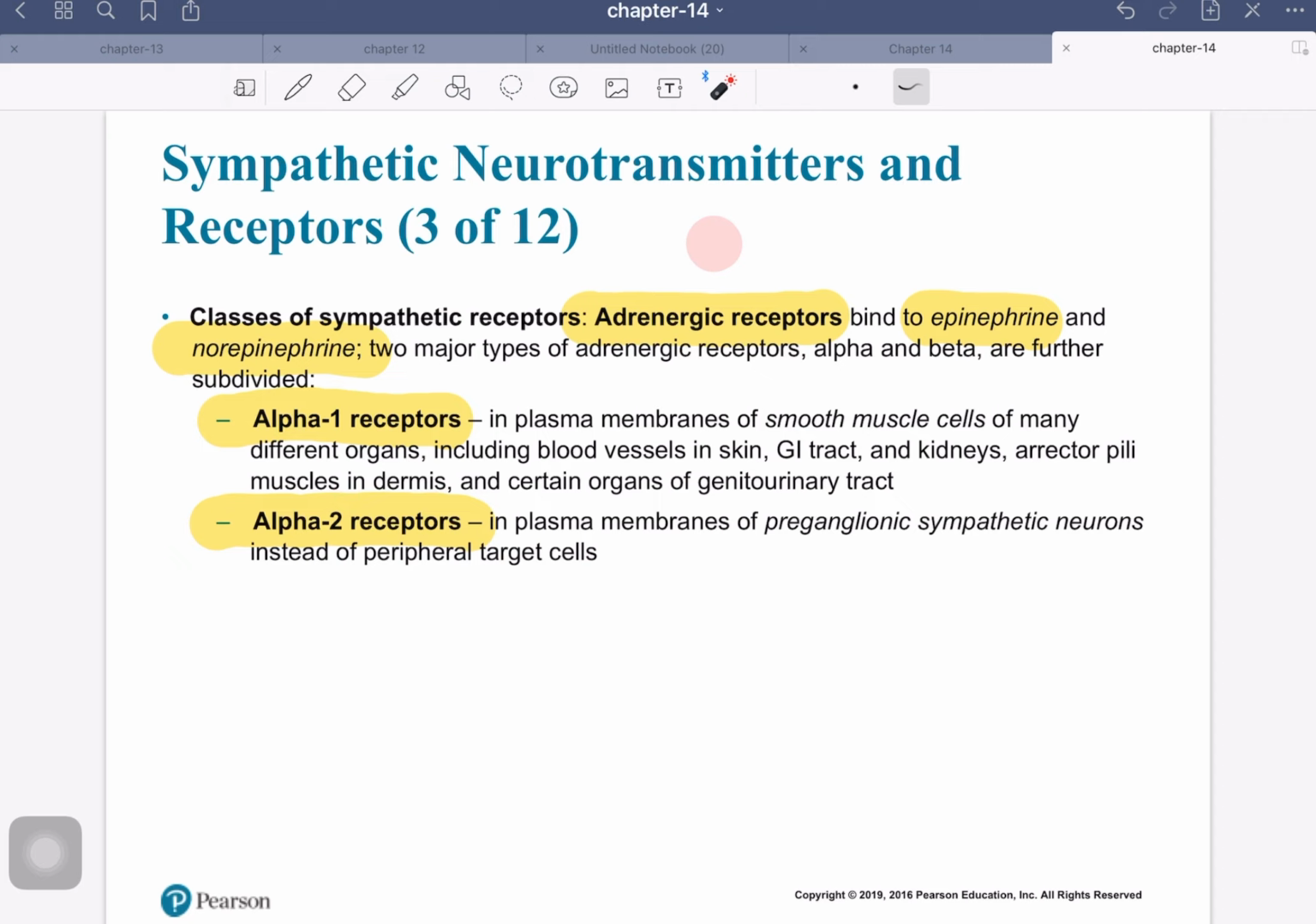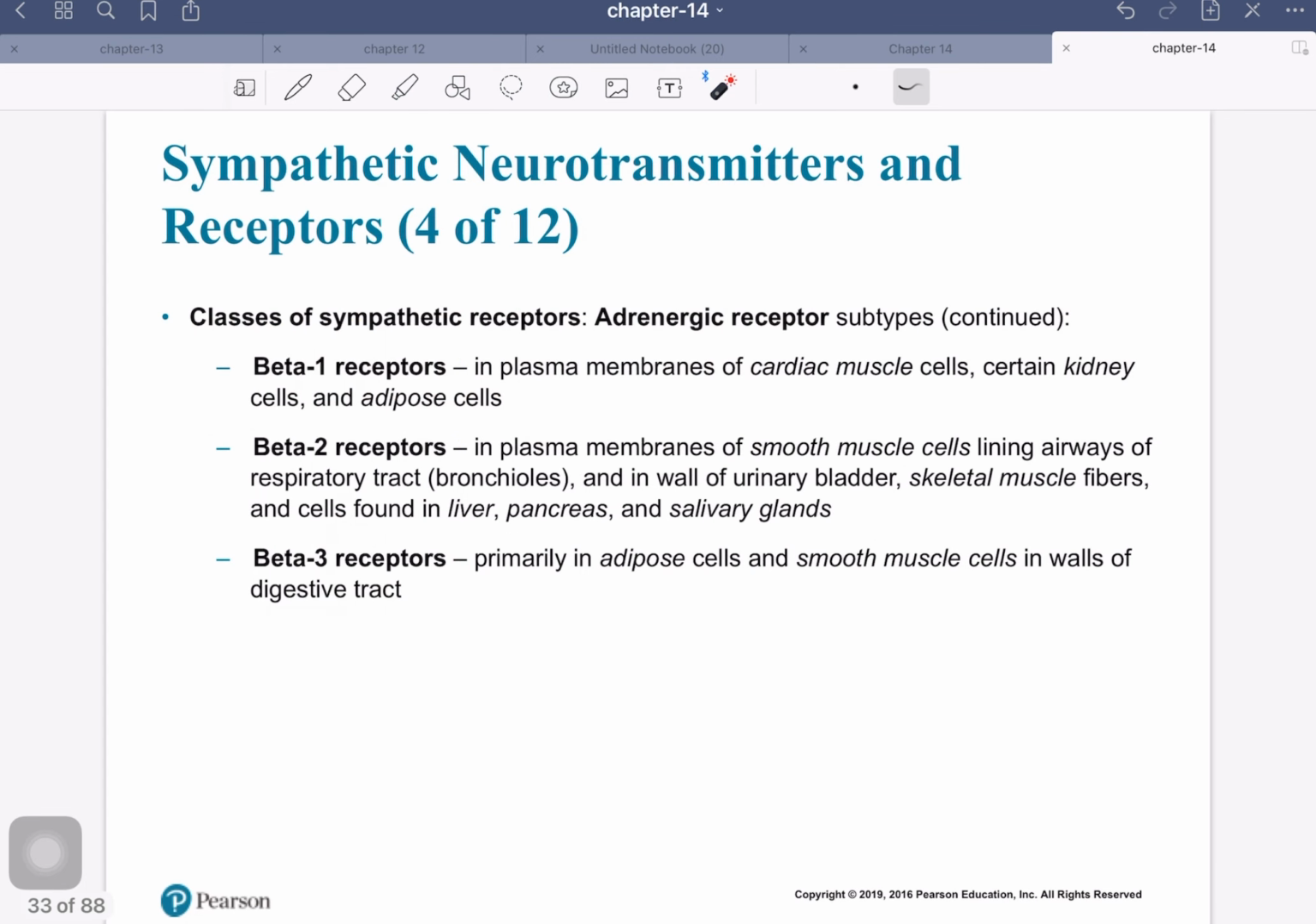And then we have the other group, which are the alpha-2 receptors. And these we find in the plasma membranes of preganglionic sympathetic neurons instead of being in the peripheral target cells. And we'll come back and talk about why that would be. Now, let's have a look at some of the other subtypes that we have out there.